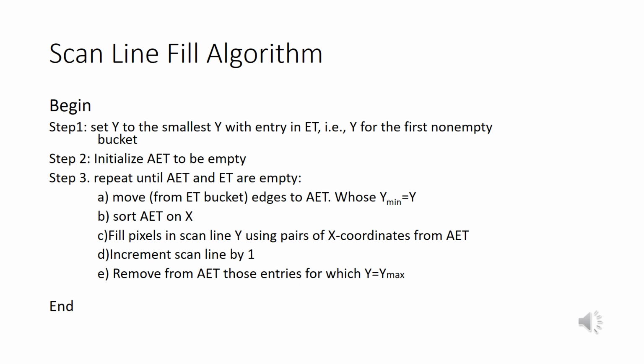Next, we are incrementing the scan line by 1. That means we are applying scan line coherence here. After processing the current scan line, we get the next line by incrementing the y value by 1. So for that y, that means yk plus 1, we will get the corresponding x values using xk plus 1 equal to xk plus 1 by m, the previous xk plus 1 by m.